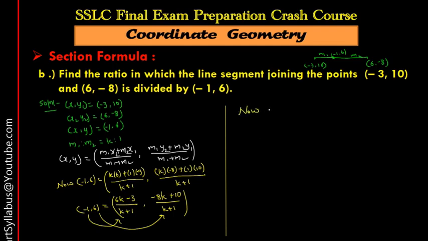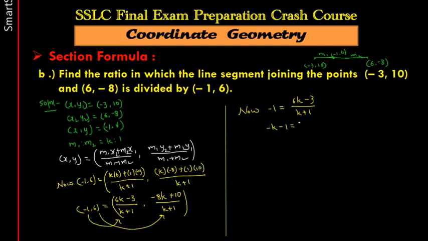Now -1 is equal to (6k - 3) upon (k + 1). Cross multiply this, so k into -1, it's -k, plus 1 into -1, plus into minus, 1 into 1, it's 1, that's equal to 6k - 3.